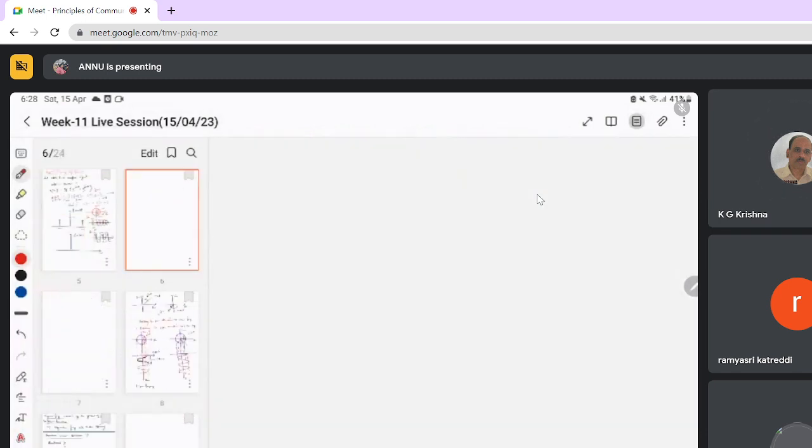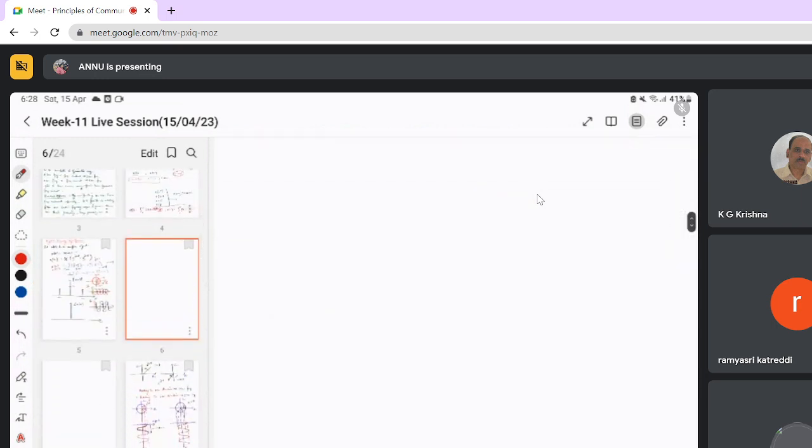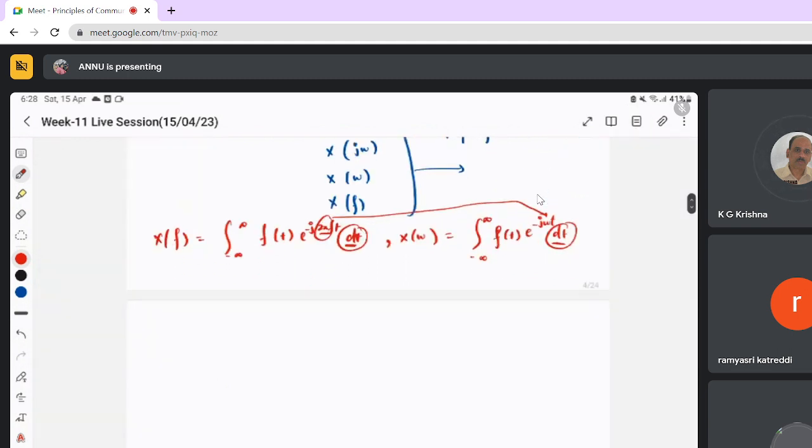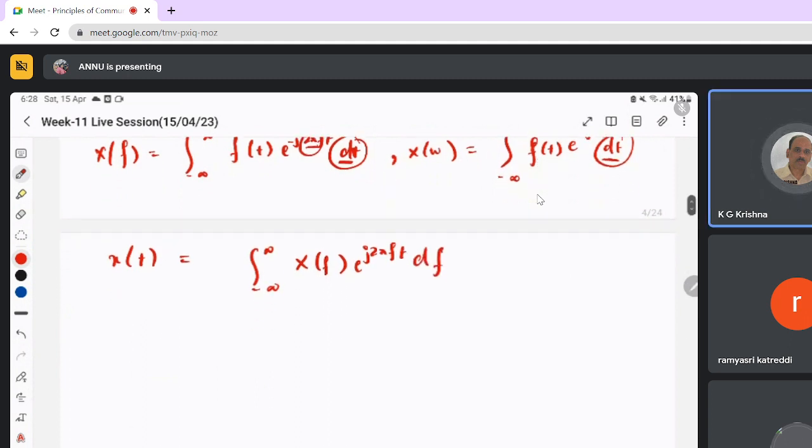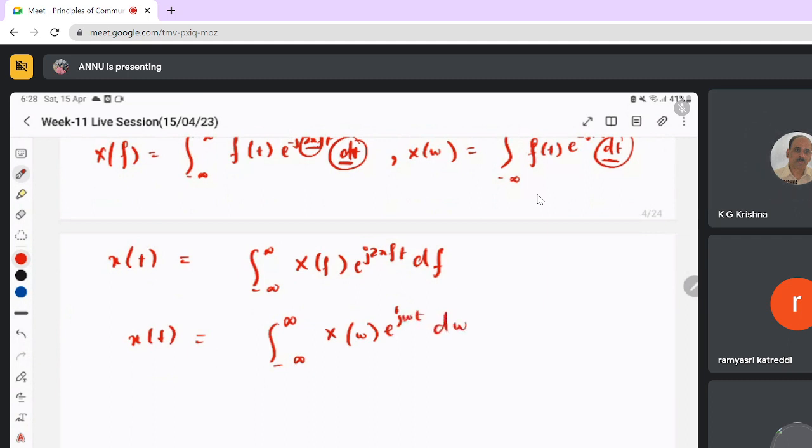Let us see the inverse form of it. How will you write x(t)? It is the integral of X of f e to the power of j 2 pi f t df. So x(t) in terms of omega will be the integral from minus infinity to infinity of X of omega e to the power j omega t d omega. Here you are having omega, so to convert this f, it will be multiplied by 2 pi. Of course you are getting confused, because here you are taking this df to d omega.